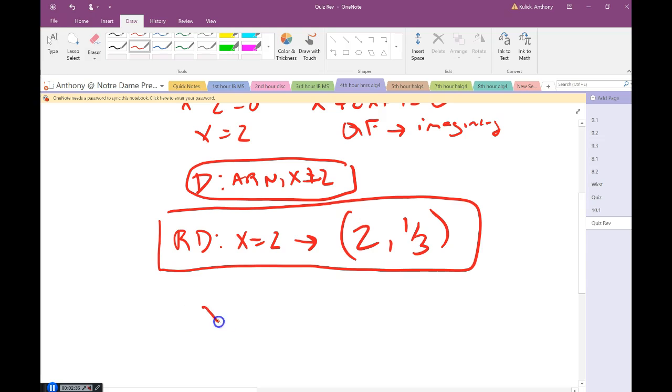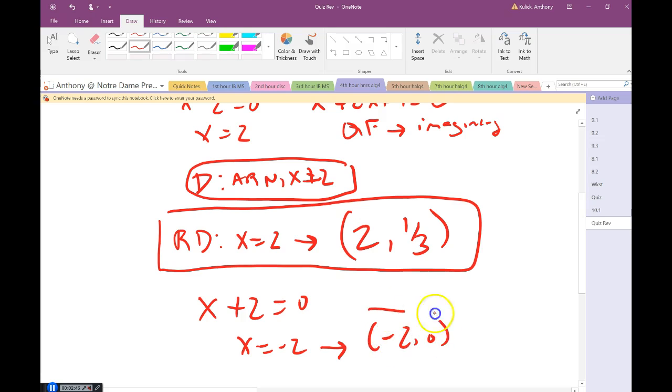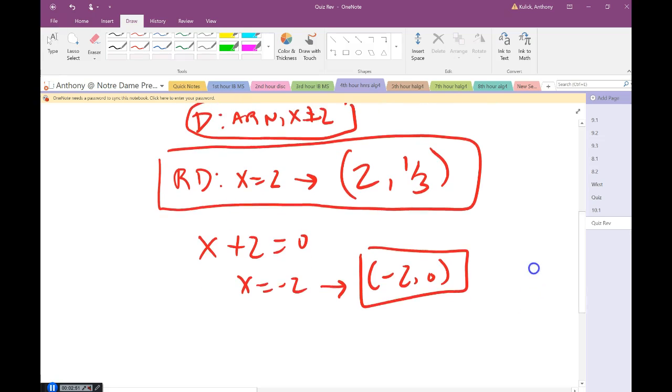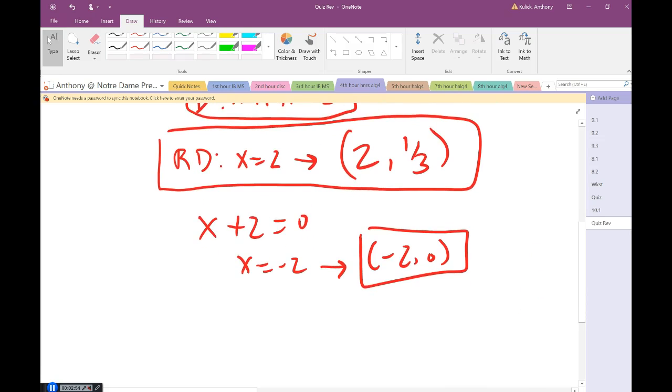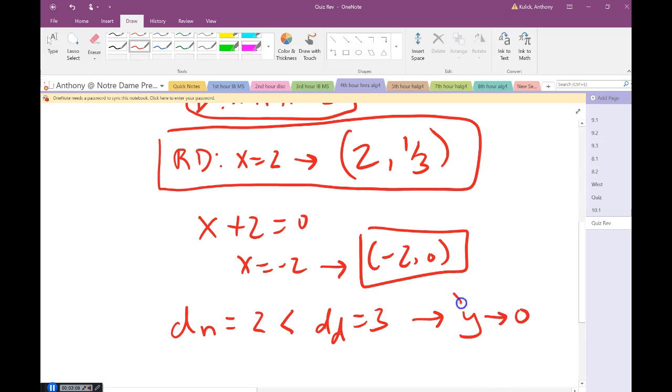The x-intercept comes from setting the reduced numerator equal to 0. So there's my x-intercept. And then the end behavior comes from comparing the degrees. So I notice the degree of the numerator is 2, which is less than the degree of the denominator, which is 3. So I have y equals 0 or y approaches 0. But since I do have an x-intercept, I know it's just going to be the approaches.